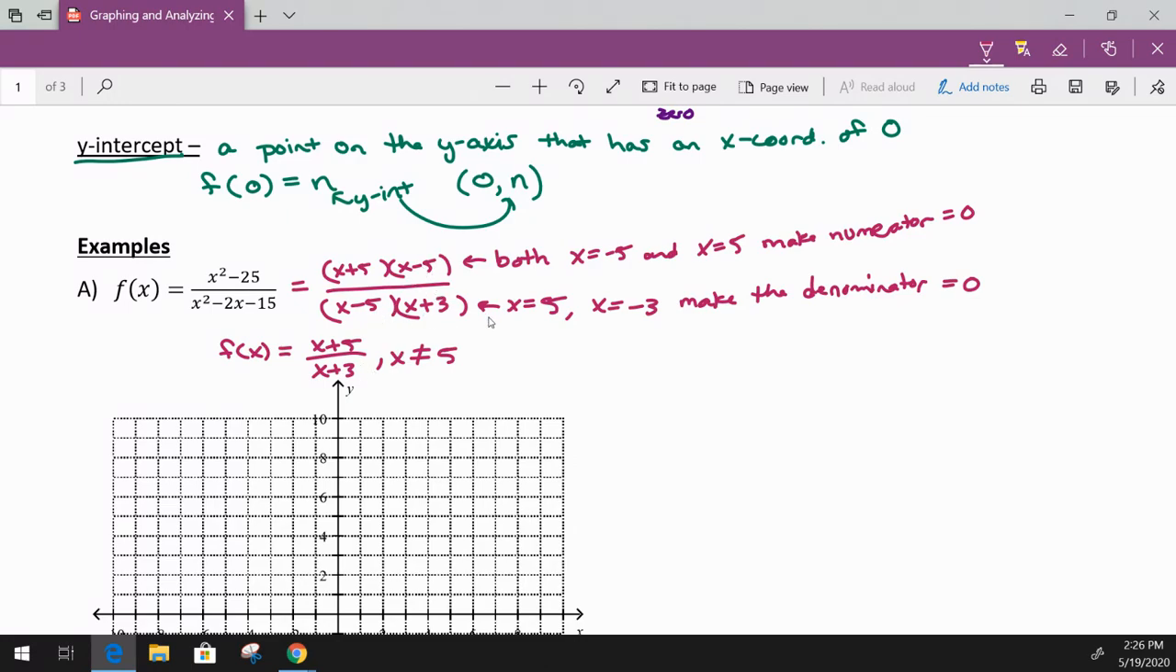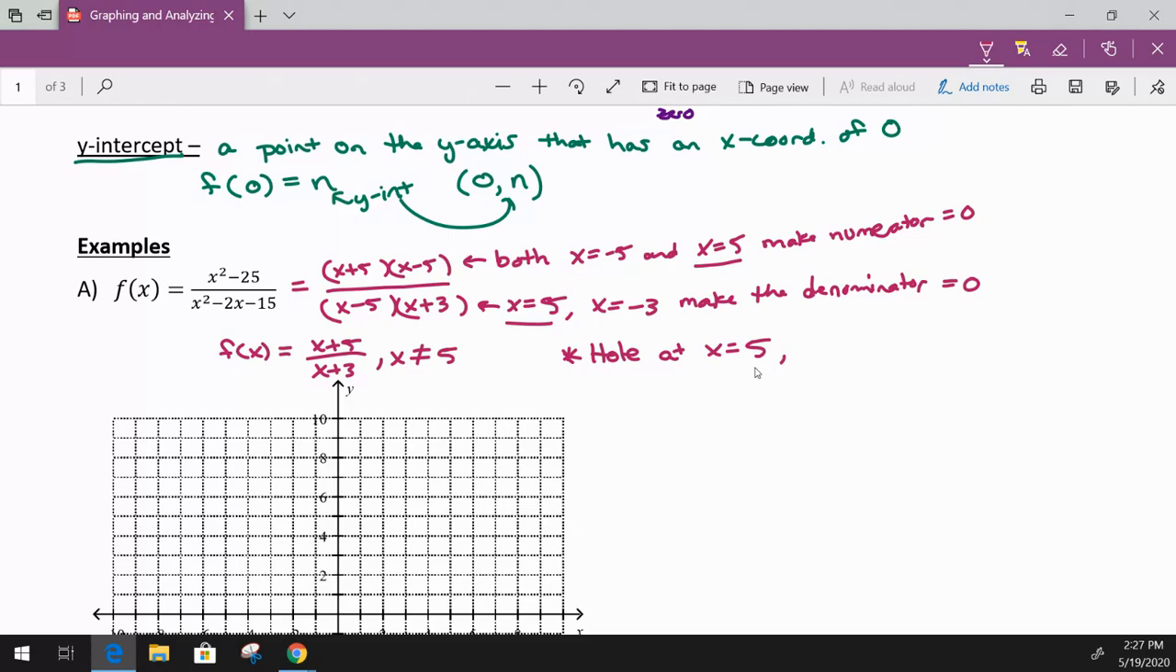Now, since 5 made both the numerator and the denominator equal to 0, that means there's going to be a hole. So there will be a hole at x equals 5 on our graph. So 5 is a point of discontinuity. It's called a removable discontinuity. But 5 is the x-coordinate.